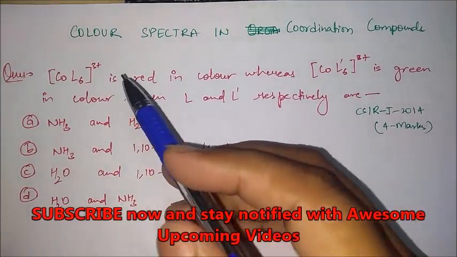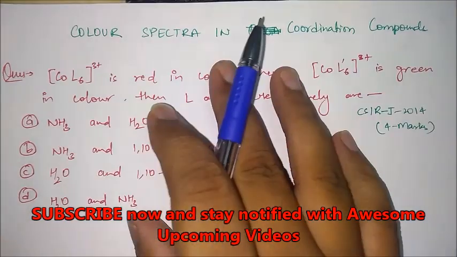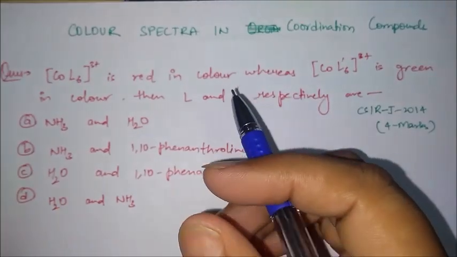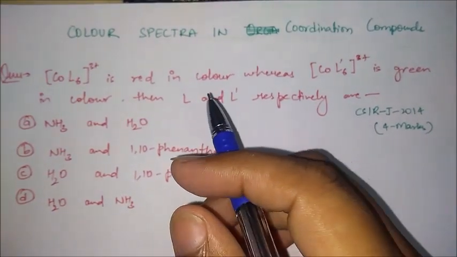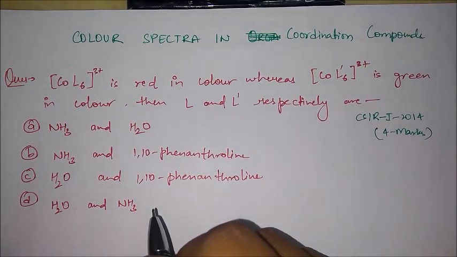So this video is going to be about color spectra and coordination compounds, and in this video we will try to understand how a particular coordination complex appears to be of a certain color and how to identify it.